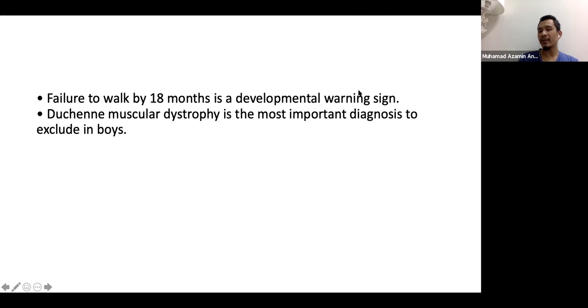Kalau girls, it will be different management. So you still want to do CK. If the CK is high, then you need to think about muscular dystrophy. Cuma maybe it's not Duchenne. It could be Becker's. It could be some other proximal myopathy kind of muscular myopathy. So that is the way your thought process should be.